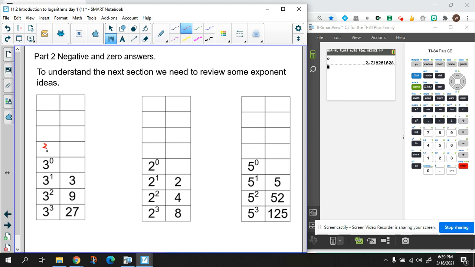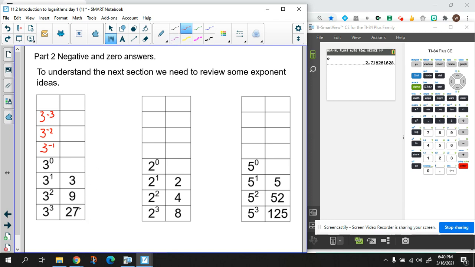If I wanted to figure out what 3 to the 0 power is, or where we're really going, what is 3 to the negative 1? What is 3 to the negative 2? Or 3 to the negative third power? What I want you to observe is the pattern on the left. As we go this direction, power of 3, power of 2, power of 1, power of 0, negative 1, negative 2, negative 3.